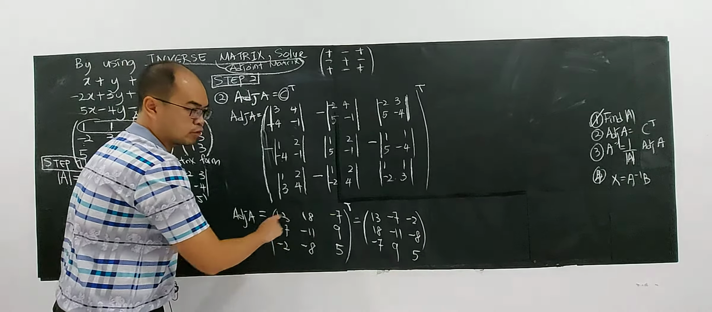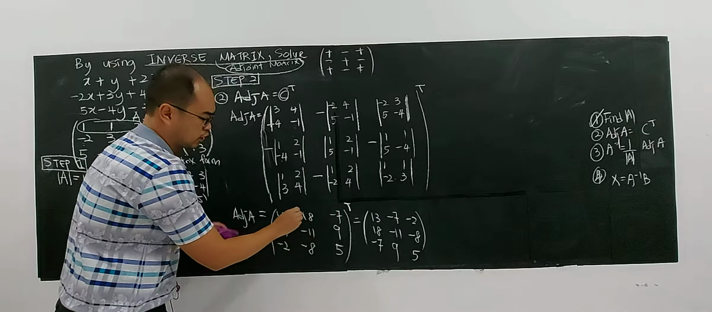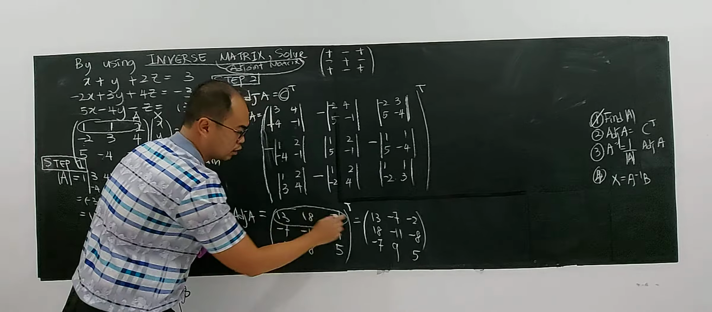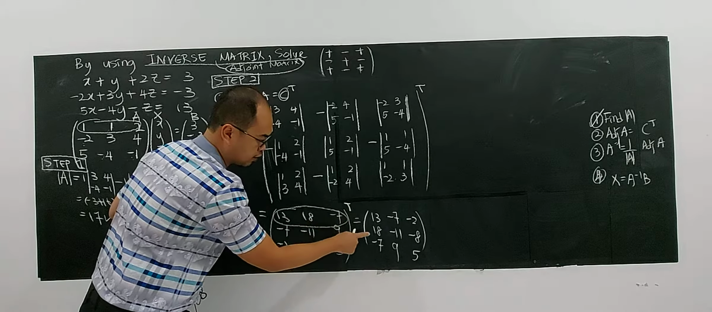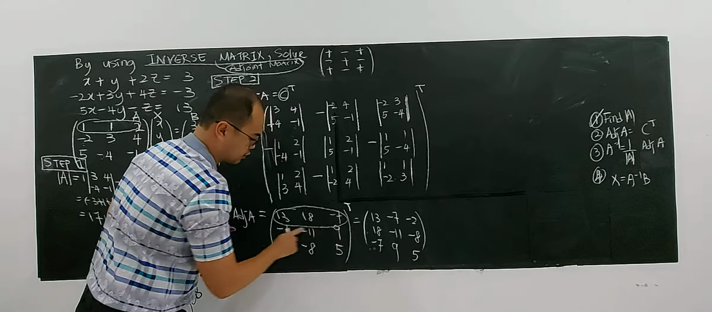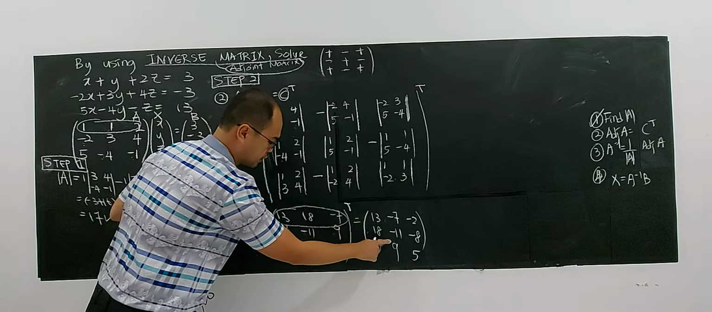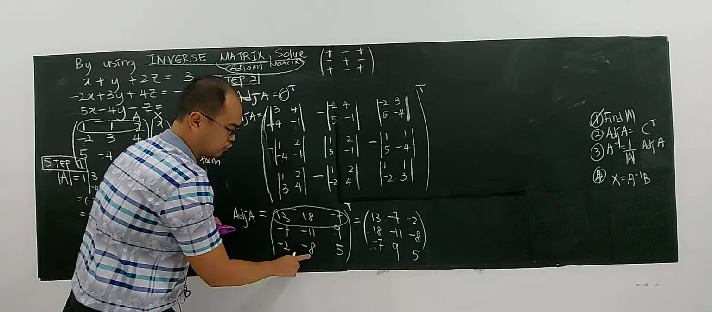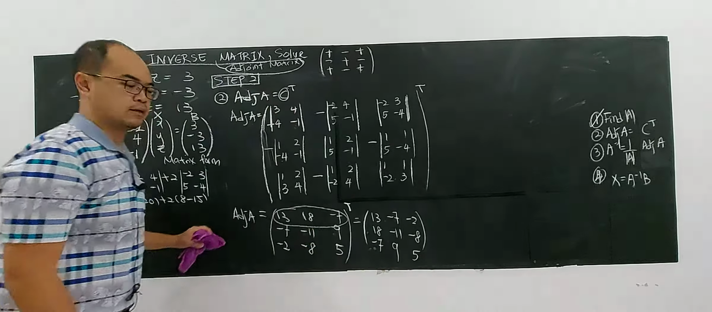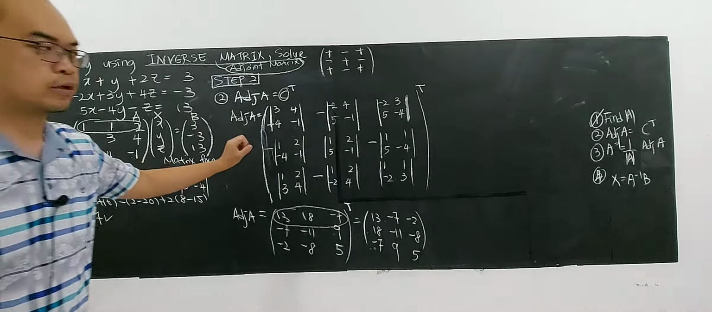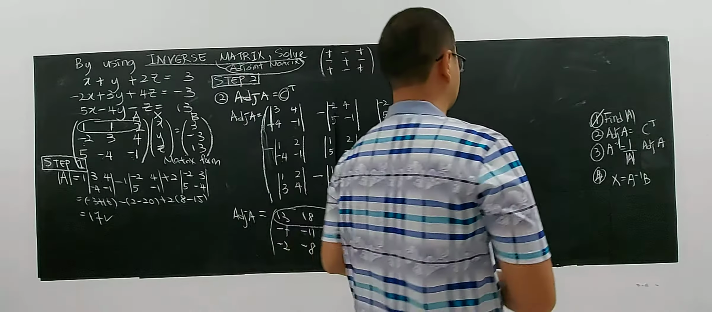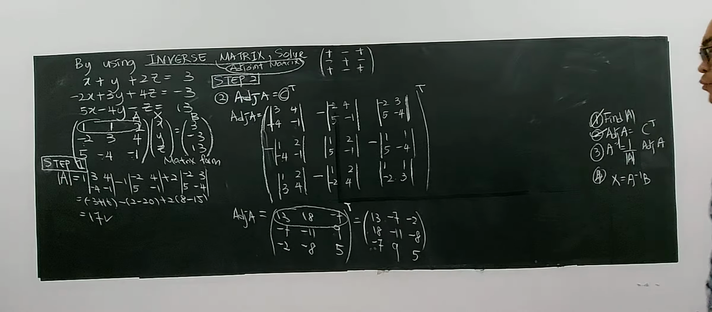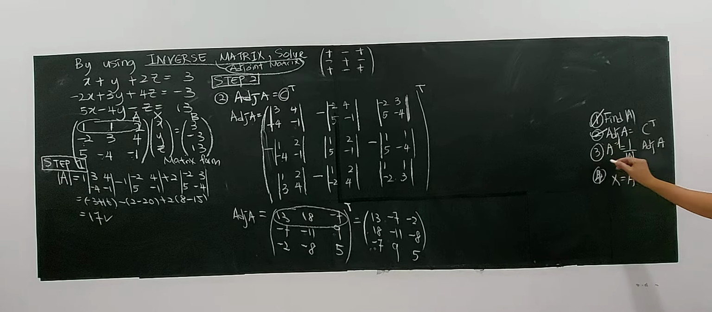Then, once you have all the values, you transpose. Transpose means the rows here become the columns. Can you see that? 13, 18, negative 7. This one is also the same: negative 7, negative 11, 9. Negative 2, negative 8, 5. I think you already understand the meaning of the adjoint matrix. That's done for step 2. Now we're going to find the inverse.